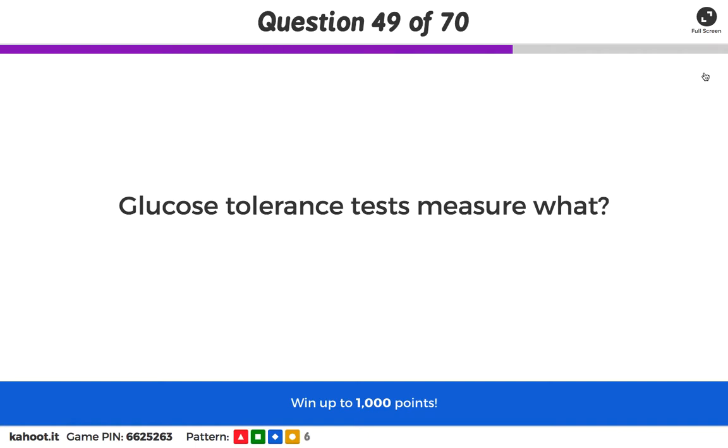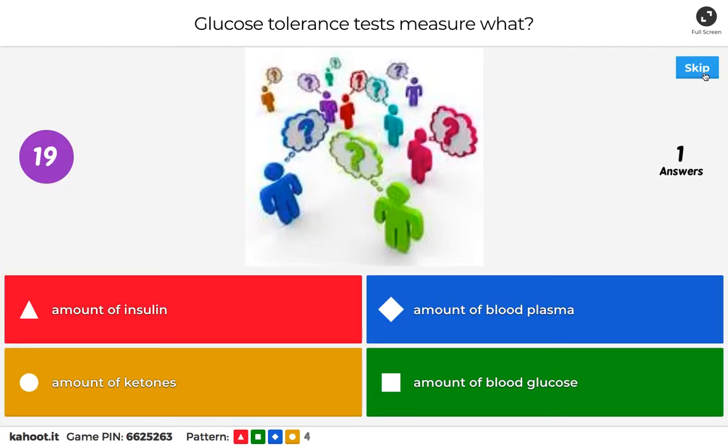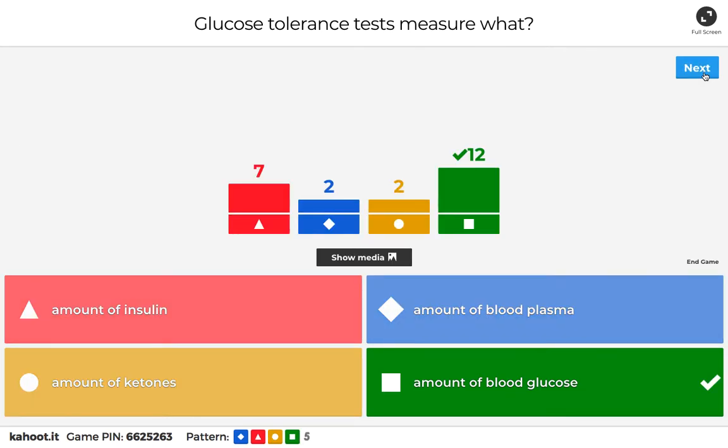Glucose tolerance. That's drinking the sugar water. What does it measure? Amount of blood glucose. Good. And that will show what? If you're diabetic, because if your blood sugar does not come down, if it stays up, you're a diabetic.